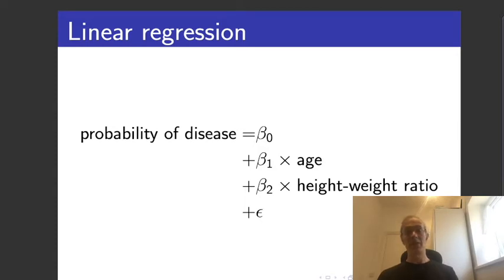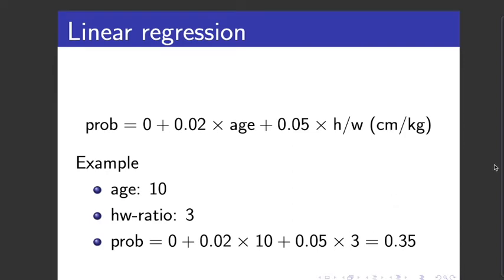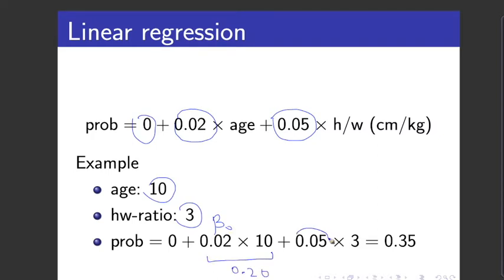Probability of disease equals the intercept, beta 0, plus beta 1 times age, plus beta 2 times height weight ratio, and in the real world there is some noise. Here is an example of a fitted model where we've already determined that the coefficients for age are 0.02, for height weight ratio 0.05, and that there is a 0 intercept. In the case where we have age 10 and height weight ratio 3, the probability is the coefficient for age times the age, which is going to be 0.2, plus the coefficient for height weight ratio, beta 2 times 3, which is 0.15, which equals 0.35. So that's fine. That could indeed be a probability.